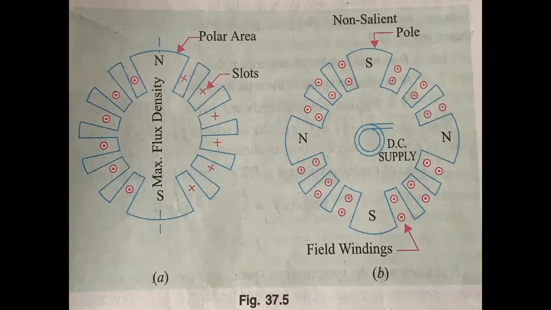And in order to avoid the excessive peripheral velocity, these have small diameters of about 1 meter. So these turbo generators have small diameters and long axial lengths. This type of construction, with small diameters and large axial lengths, gives better balance and also a quieter operation.